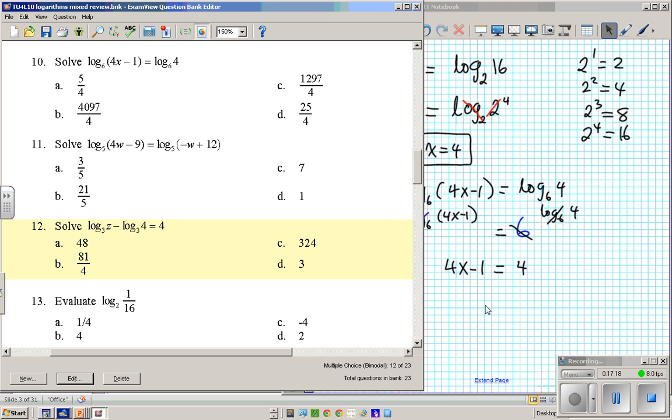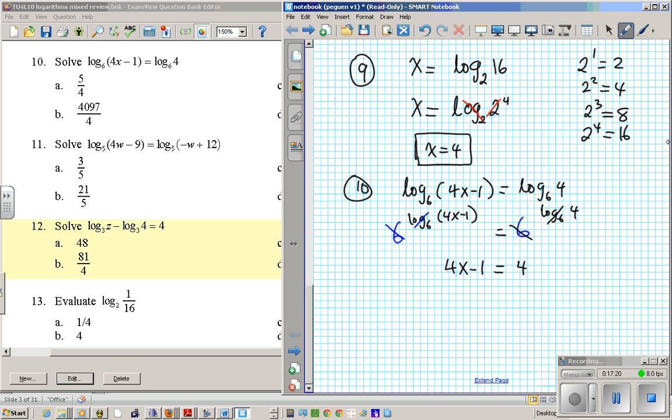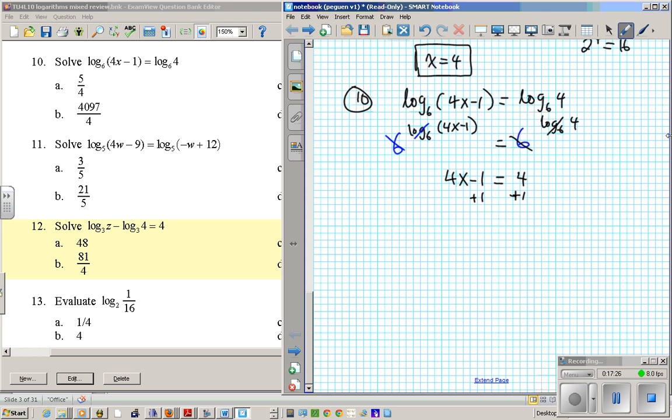So what we're going to do is add 1 to both sides. Add 1, add 1. You're going to have 4x equals 5. Divide both sides by 4. x equals 5 over 4. Our answer is A for number 10.